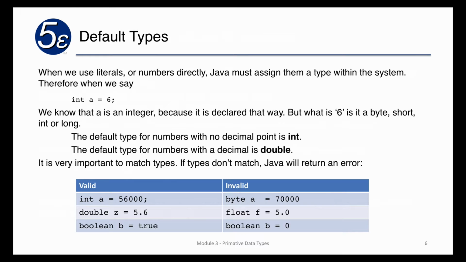Similarly, double z equals 5.6 is fine, but float f equals 5.6 is not. Again, the 5.6 is a double. This double would not fit within a floating point value, so you would have a problem. boolean b equals true is valid. boolean b equals 0 is invalid because the boolean value is expecting a true or false.